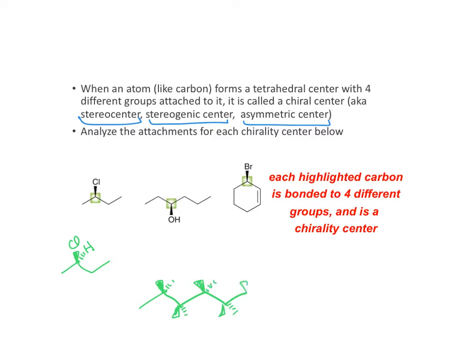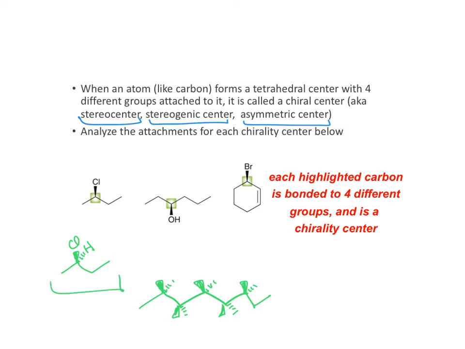Sometimes we depict things like this, sometimes we don't. But when we have chiral centers, we will use the solid and hatched wedges. Just like when we saw the cis-trans isomers, we had to have a solid or hatched wedge to understand if it was up or down. With chiral centers, we definitely need to have that information conveyed with the solid and the hatched wedges.